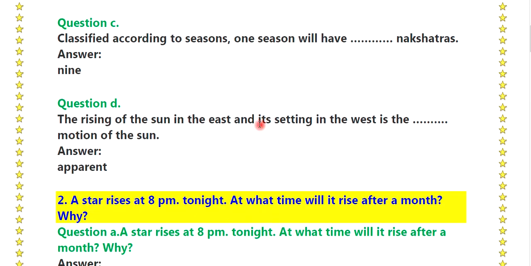Question number C. Classify according to the seasons. One season will have nine nakshatras. Question number D. The rising of the sun in the east and its setting in the west is the apparent motion of the sun.